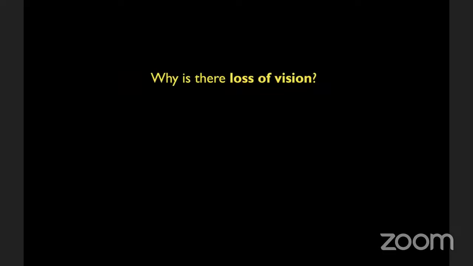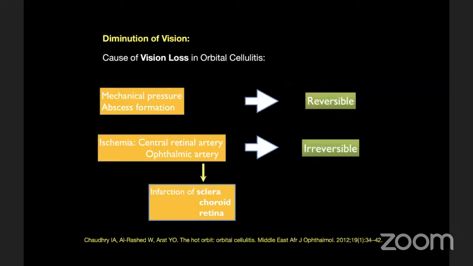Now, when we speak about loss of vision, it need not be exactly just loss of vision. It can present with initial diminution of vision or blurring of vision, and eventually it can also be associated with loss of vision. So why does that happen? So when there is mechanical pressure because of increase in orbital volume, that can cause pressure over the optic nerve fibers, leading to diminution or blurring of vision.